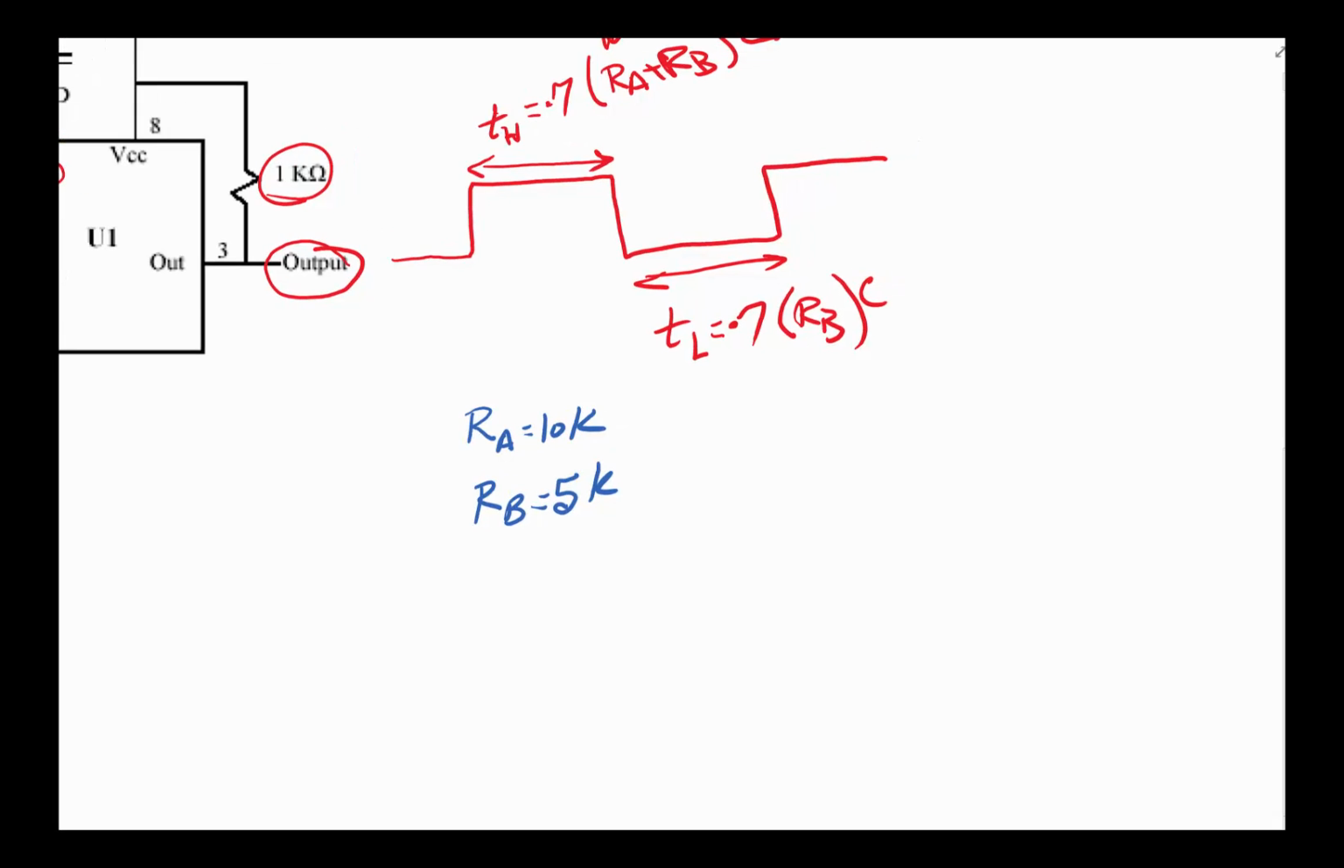You say that's pretty simple. I need to have the values in ohms, so RA is 10,000 and RB is 5,000. You realize that they haven't given you the capacitor, so we need to ask what capacitor to use. Let's say they say the capacitor is 10 microfarad. I have to turn that into farads. That would be 10 times 10 to the minus 6 farad, which is 10 to the minus 5 farad.